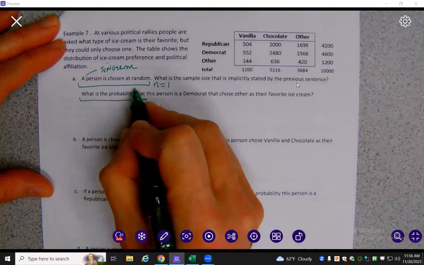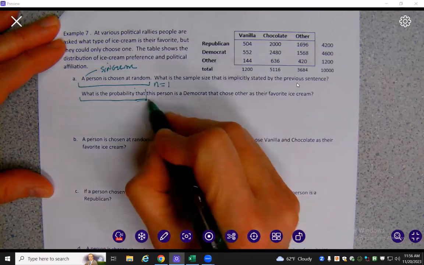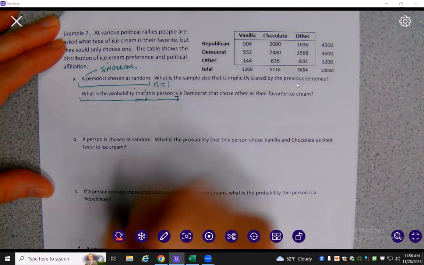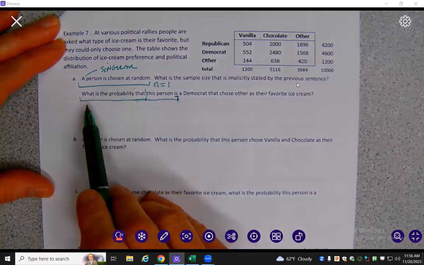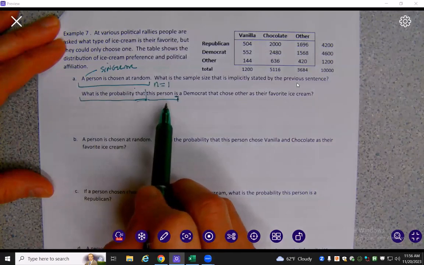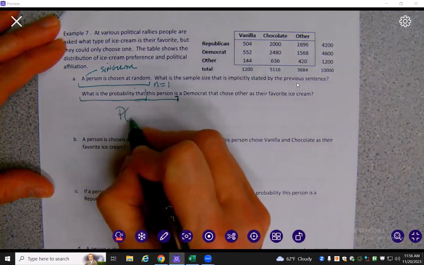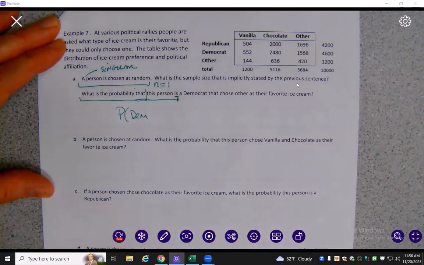So we're about to describe what we want the probability of. This person, again, it's a person, great, is, and now here we go. This is going to signify that all we know is a person is chosen at random. And we want to know the probability that this person is what? A Democrat. Okay, we want them to be a Democrat. But we don't know if they're a Democrat. The question is, what's the probability that they're a Democrat?